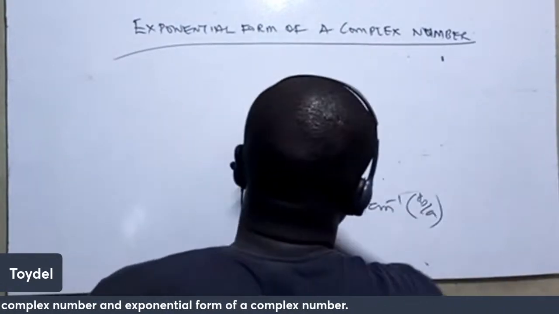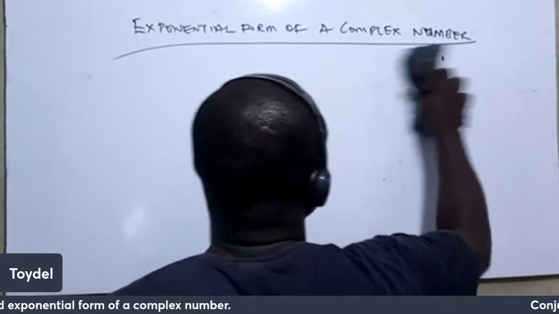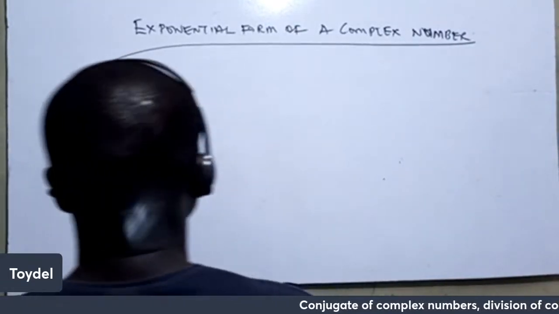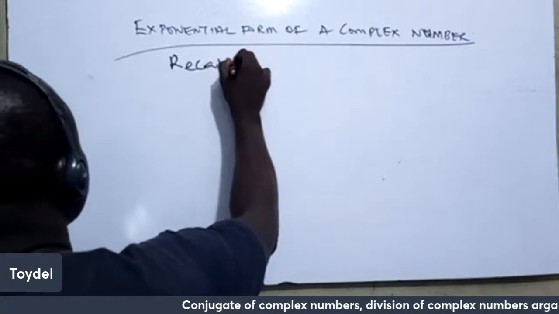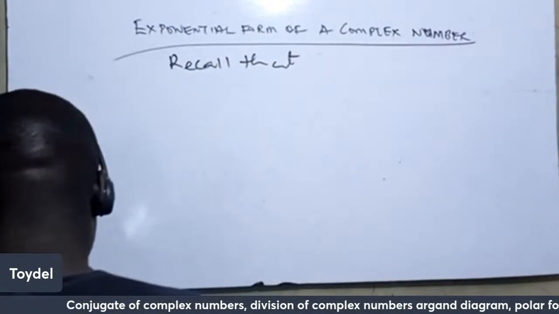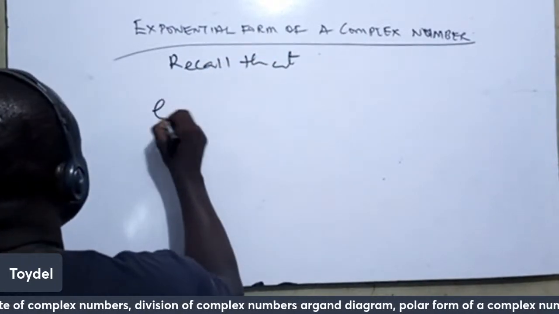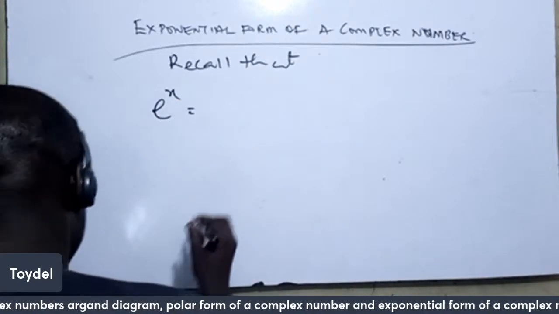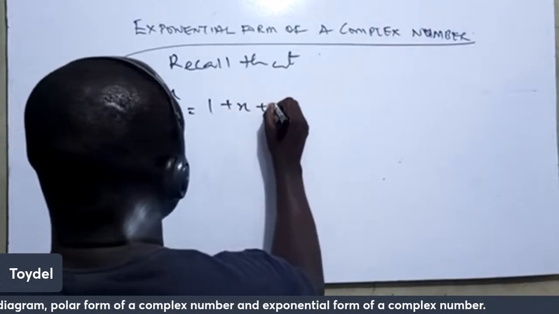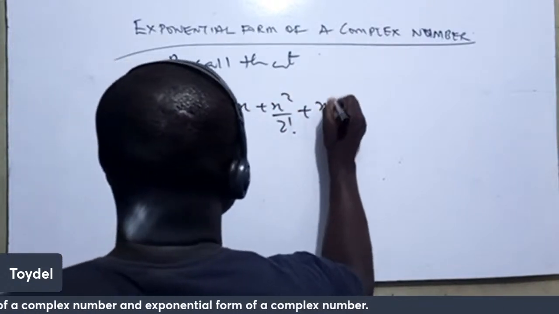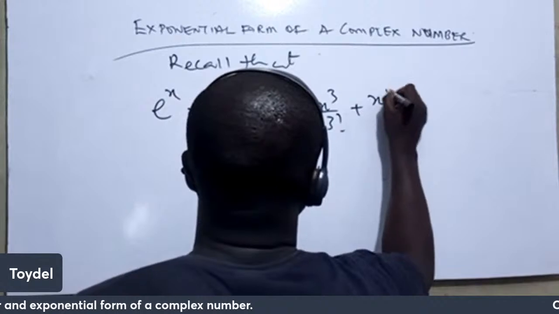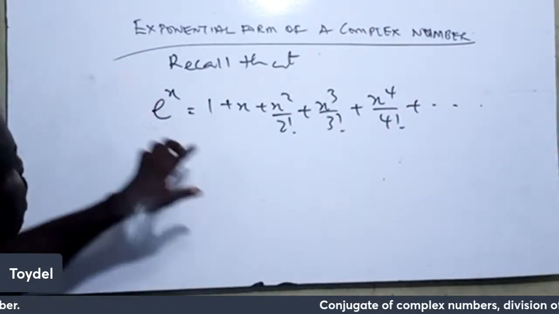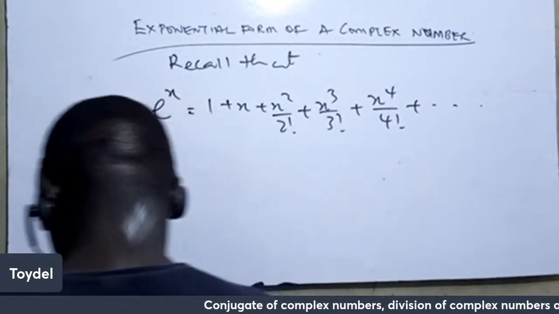Today we want to look at how we can transform from the polar form of a complex number to the exponential form. Let's recall that if we have exponential x, the power series expansion of this is given as 1 plus x plus x squared over 2 factorial plus x cubed all over 3 factorial plus x to the power 4 all over 4 factorial plus dot dot dot. This is the power series expansion of exponential x.